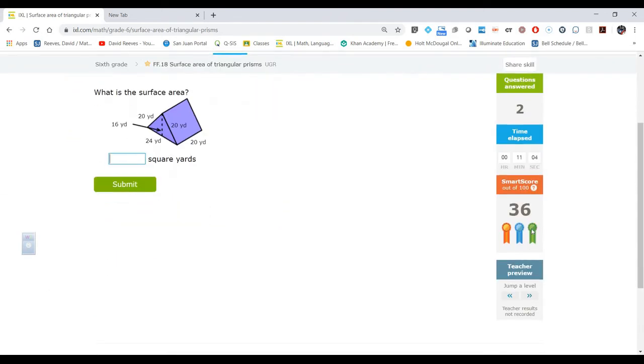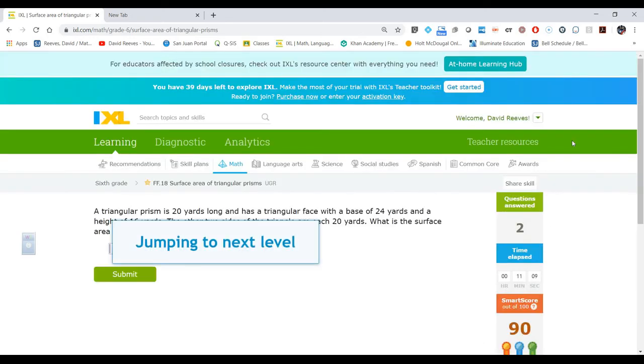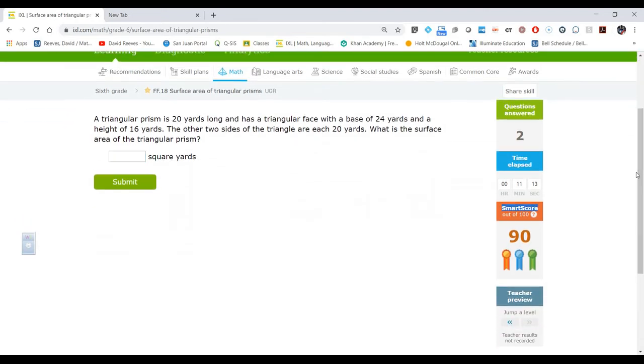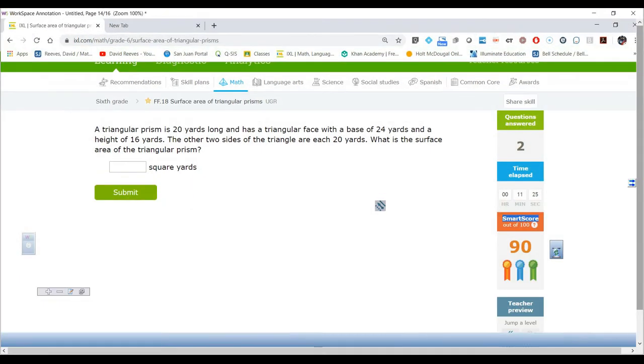All right, so now I'm going to go ahead and skip to one where they just give us the description with no picture. Let's see if we can do this. A triangular prism is 20 yards long and has a triangular face with a base of 24 yards and a height of 16 yards. The other two sides of the triangle are 20 yards. What is the surface area?